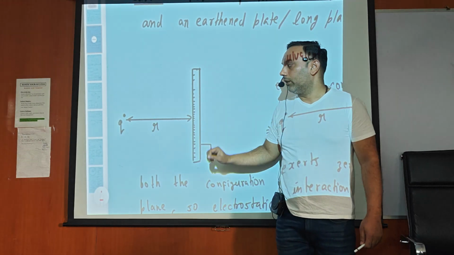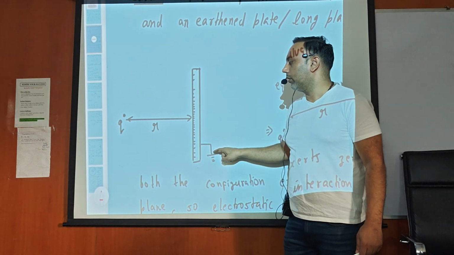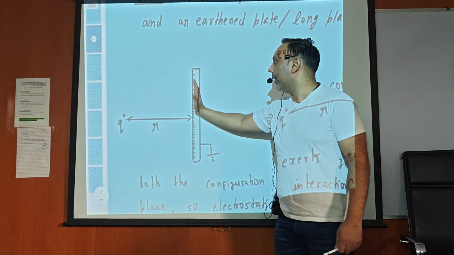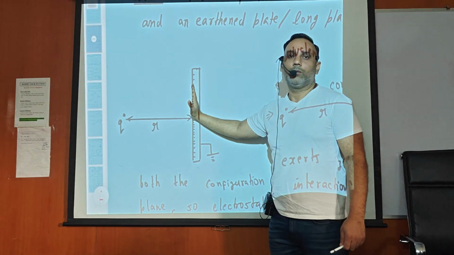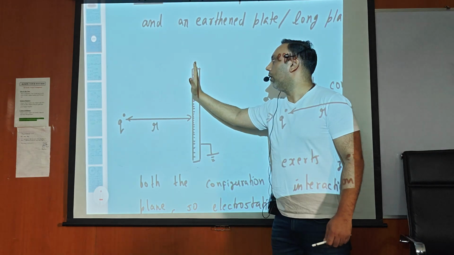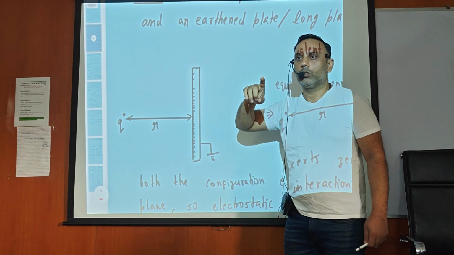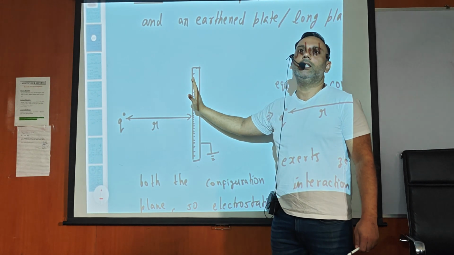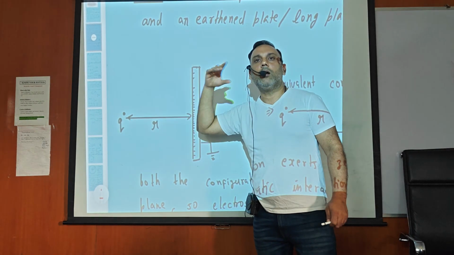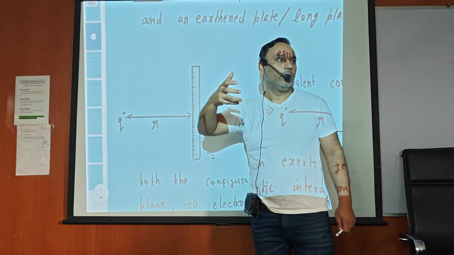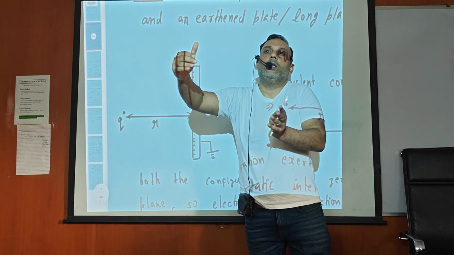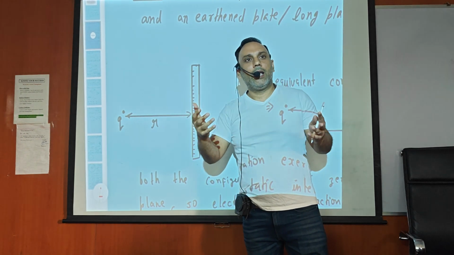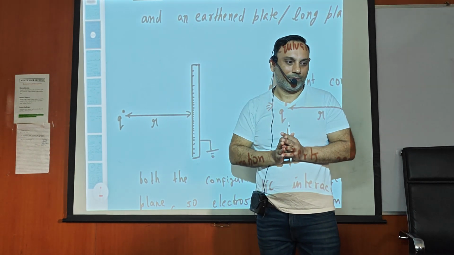But see this situation. Here the long plate is earthed, which means its potential is zero. Means the potential of this plane is what, beta? Zero, yes or no? So this is one kind of plane whose potential is zero, and we have a point charge. And now we need to do some brainstorming: in what other situation can we obtain a plane with zero potential?